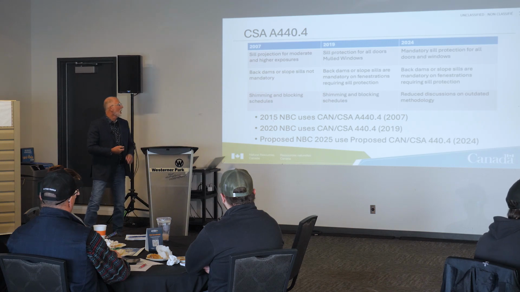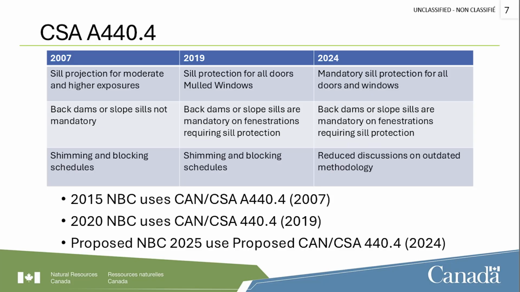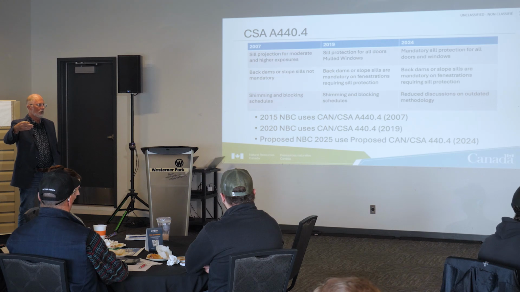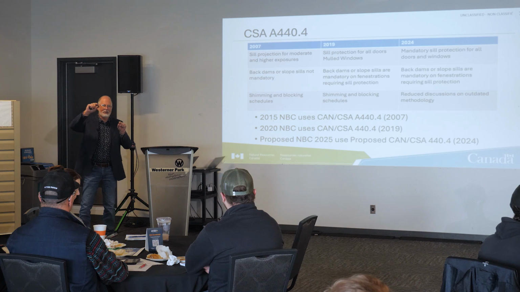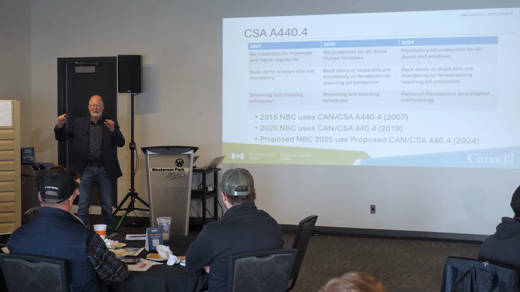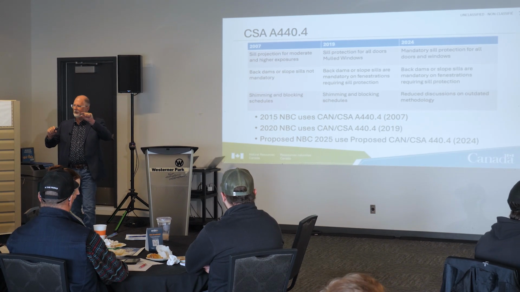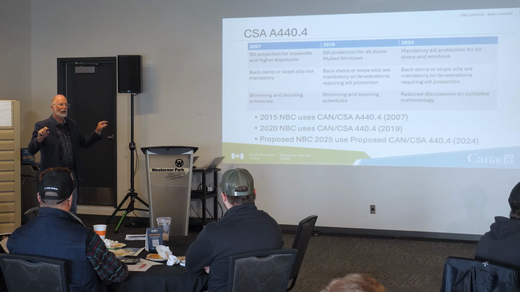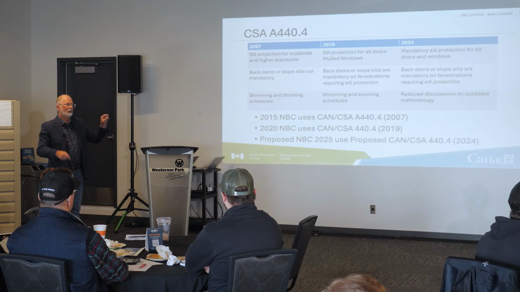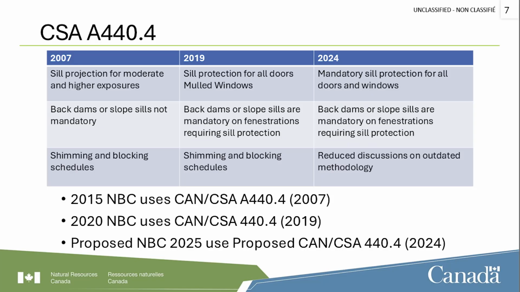One of the things about the CSA standards that people don't often think about is that the standard changes just like the building code changes. In 2007, you might recall you had a little graph called a nomograph, and you would figure out what the exposure was, what the overhang was, how much wind and rain was hitting it, and that dictated whether you had to put some kind of protection on the sill. So 2007 was related to earlier codes.